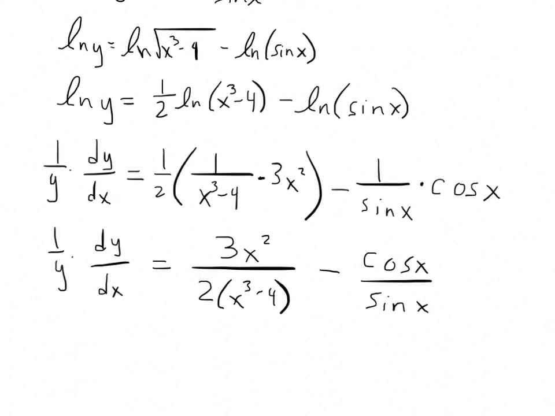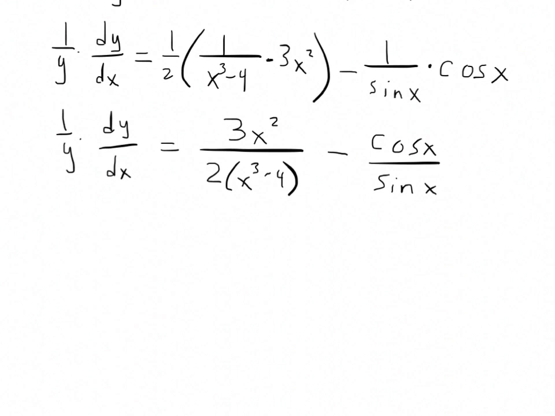So now one of the big things I wanted to do here is solve for dy dx, so I need to get rid of this 1 over y. Best way to do that is to multiply both sides by y, and I'm going to end up with dy dx equals y times all of this.